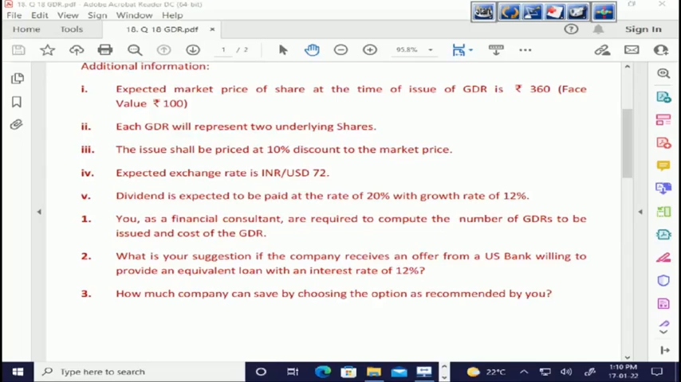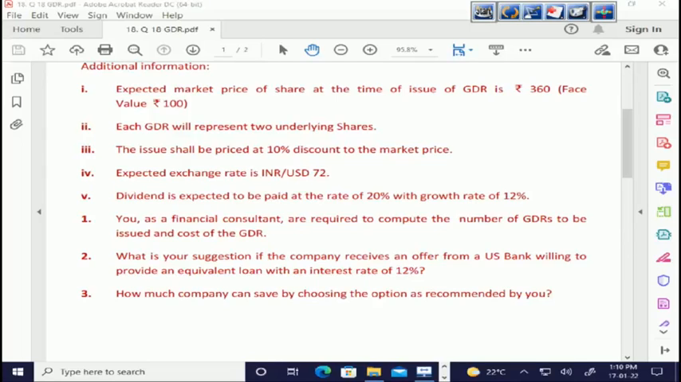Since the cost of equity is 18.3% while the cost of debt is 12%, that's pre-tax 12%, debt is cheaper. The firm should take the US bank loan. Question 3: how much can the company save by choosing the option recommended by you? 18.3 minus 12, 6.3%. This is stupidity, because number 1, we should make the 12% post-tax, because the 18.3% cost of equity is already post-tax. This is the height of irrationality going on. When somebody praises the CA courses, this is what happens.